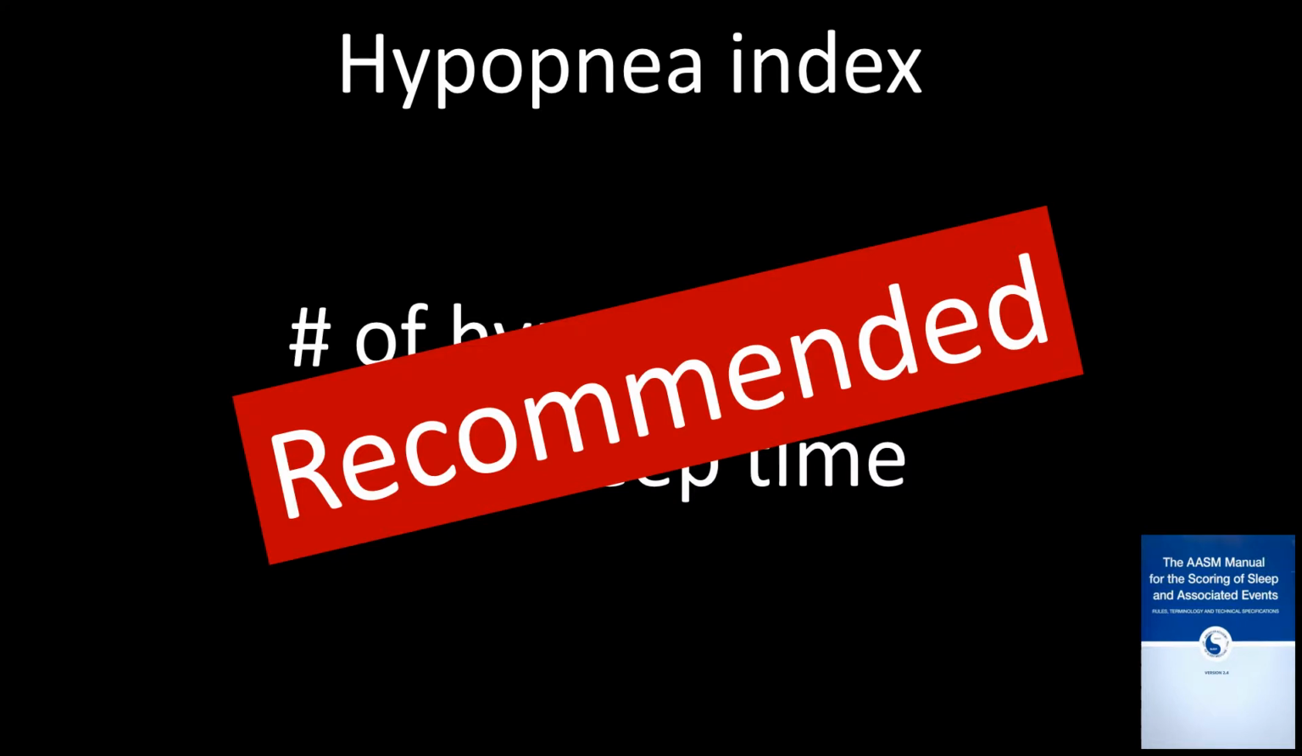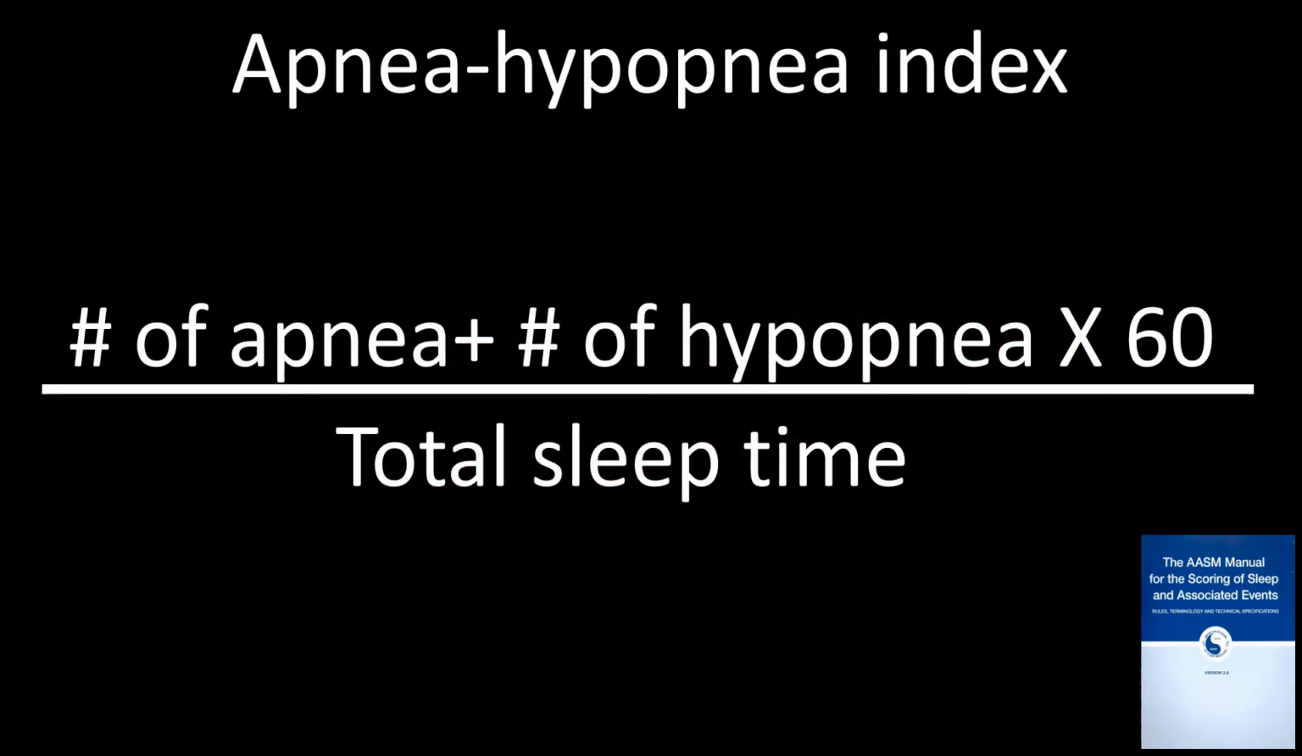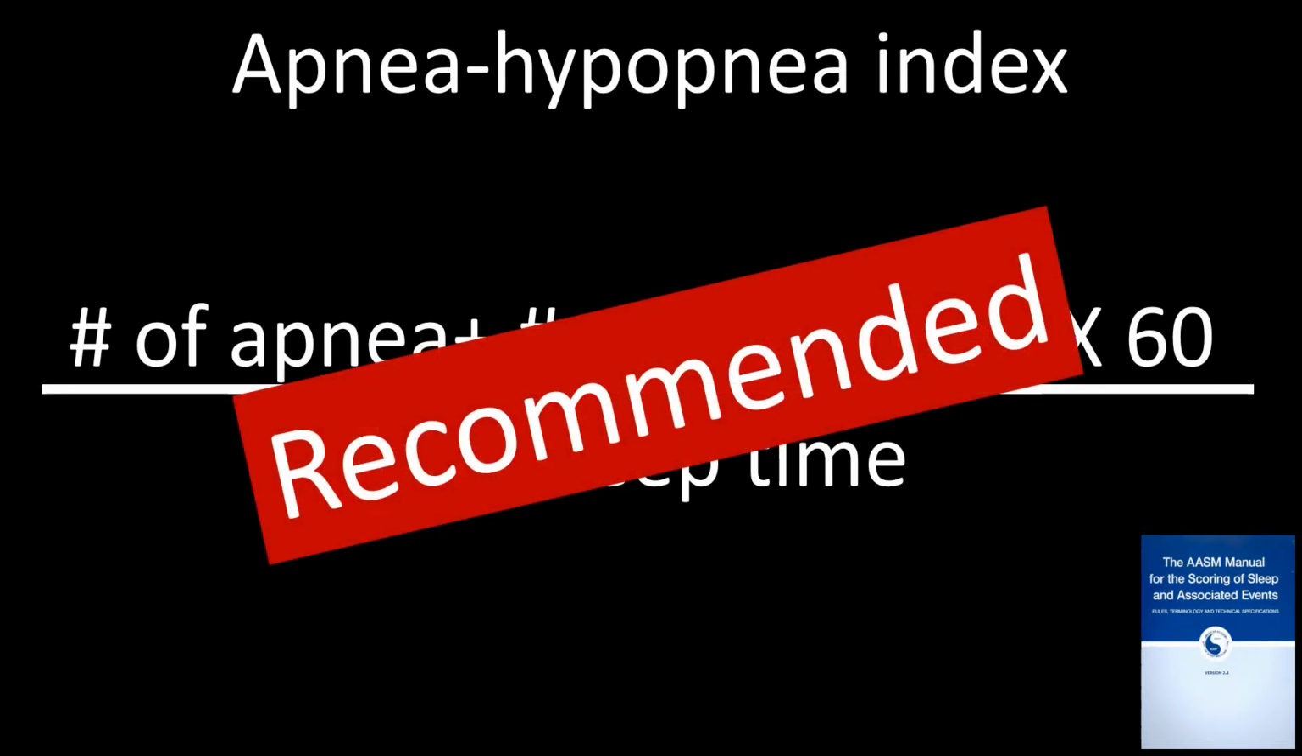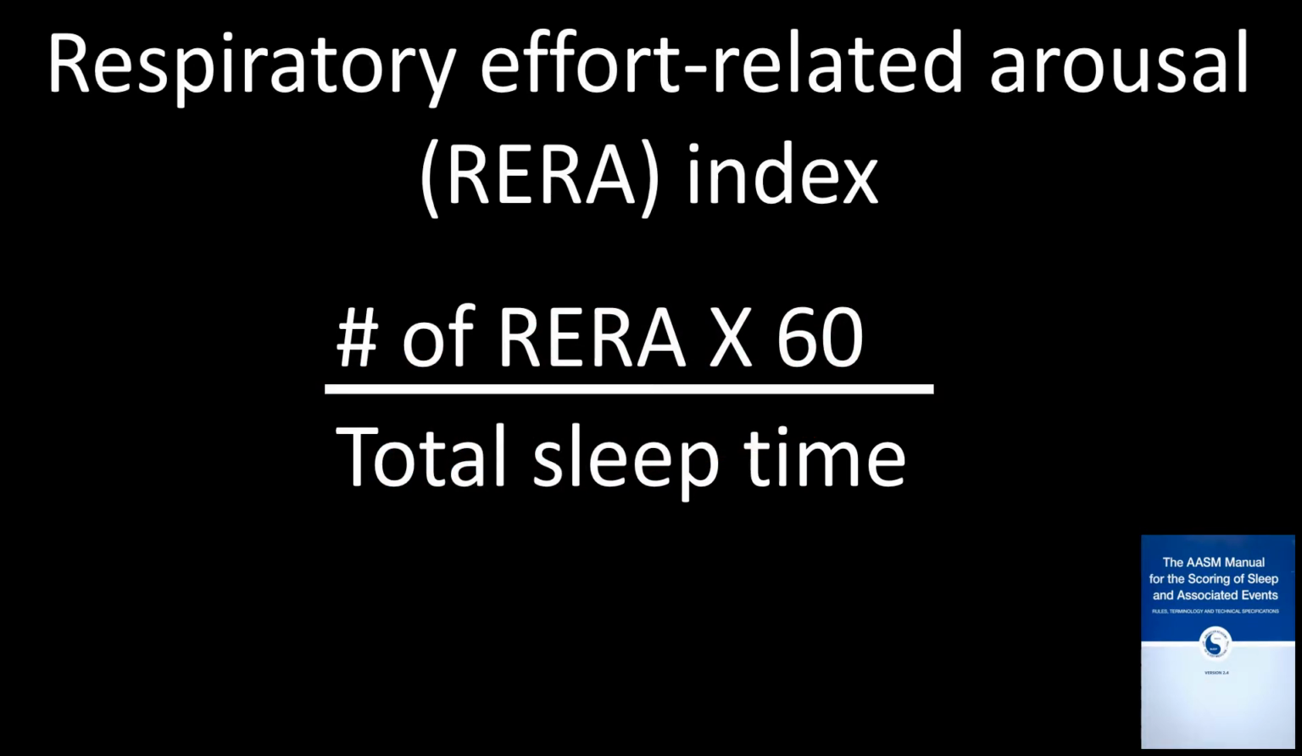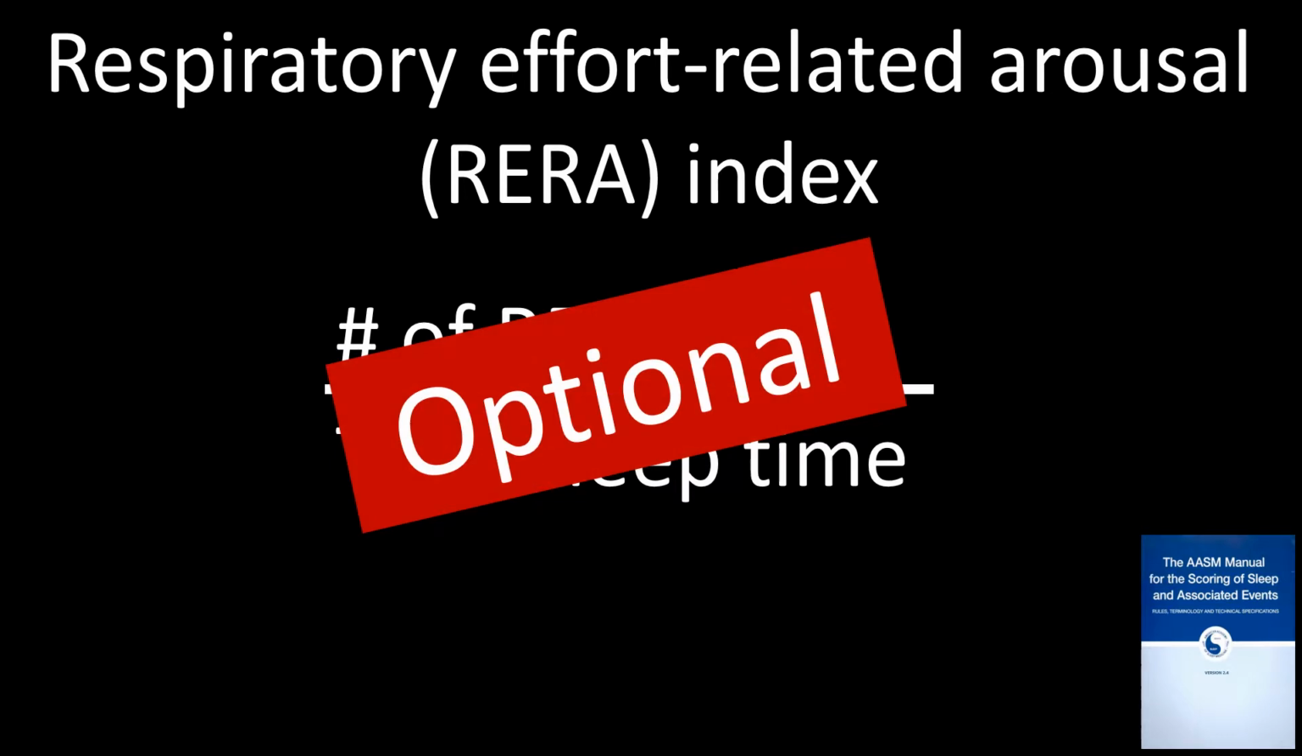This parameter is also recommended. The apnea-hypopnea index is calculated by adding apneas and hypopneas in the numerator and then executing a division in similar fashion. This parameter should also be reported. The respiratory effort-related arousal index follows the same methodology, but this parameter is optional.